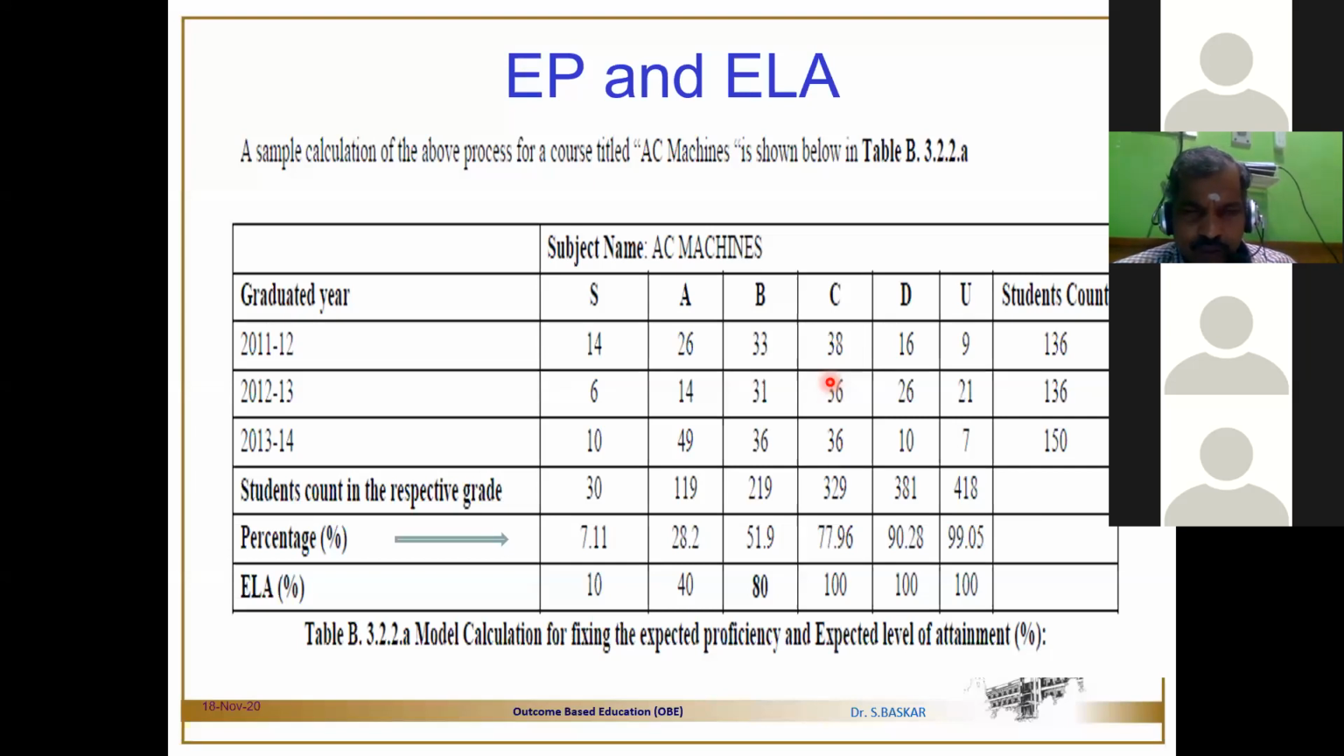Actually, we have considered only the end semester examination, because the end semester examination is inclusive of all your CAT 1, CAT 2, everything. Because only in 2014-15 did we start implementing OBE. In the previous years' data, we didn't do CO-wise. We had only total marks. That is why we have taken total marks from all the students. Is it okay?